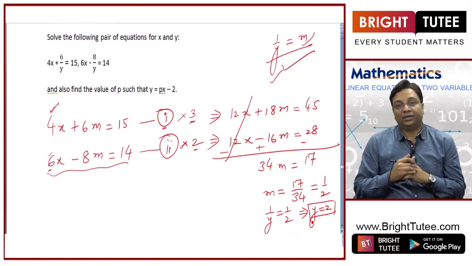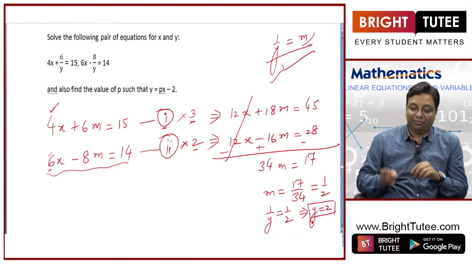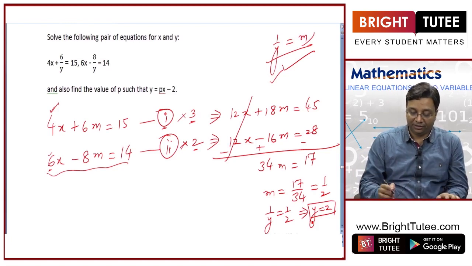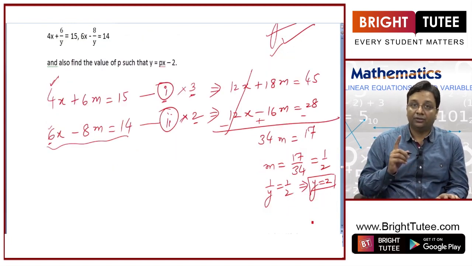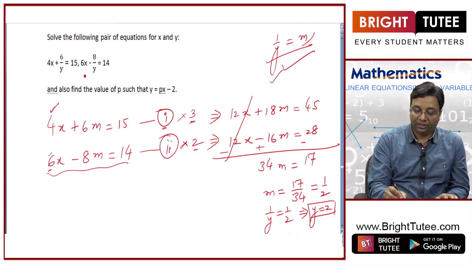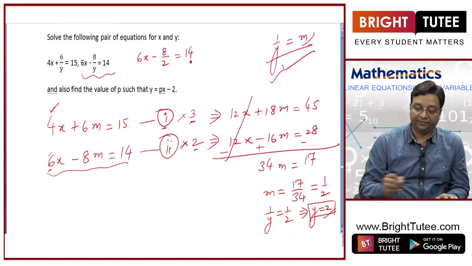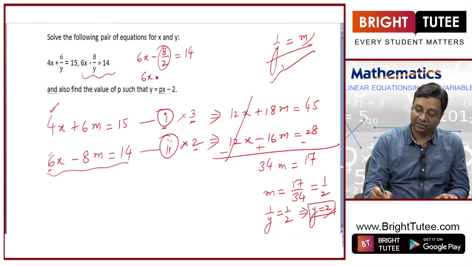Right. Now I have got value of y, which I will replace in any of these equations to get value of x. Right. So let us put it in this equation. Value of y is 2. So 6x minus 8 by 2 is equal to 14. 8 by 2 is 4. So 6x is equal to 14 plus 4, that is 18. Hence x is equal to 3.